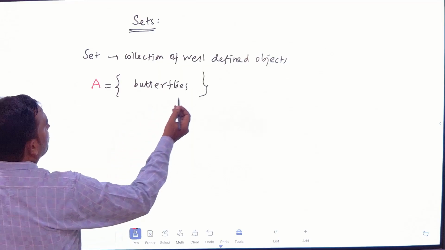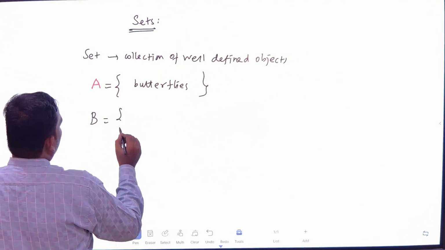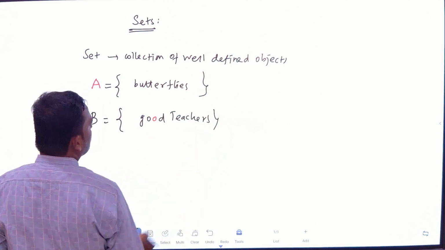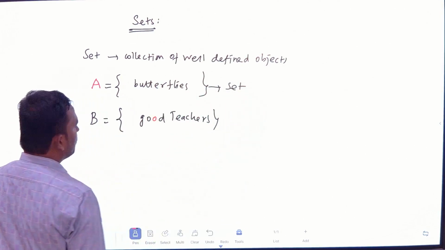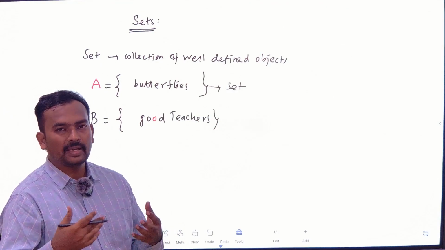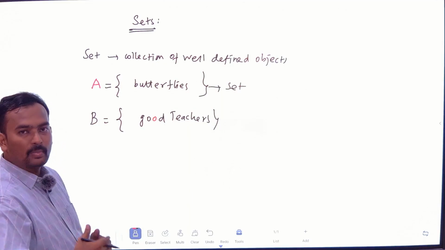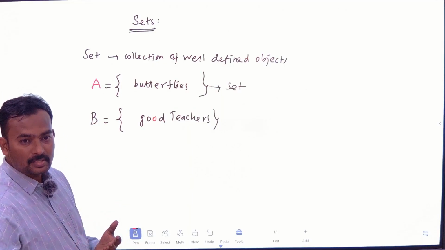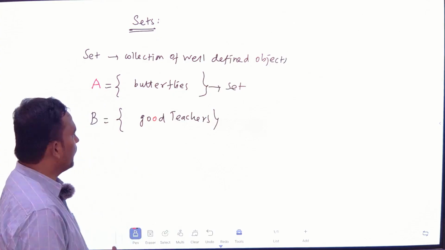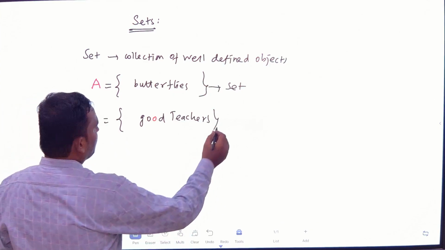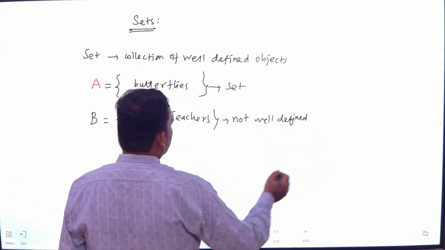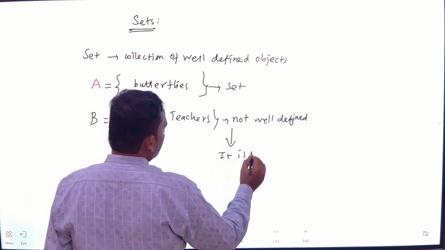For example, let's take a collection of good teachers. Is this a set? Is this well defined? It depends on individual perceptions, how we collect these good teachers. You may think I'm a good teacher, somebody else may say that I'm not a good teacher. Maybe individual perceptions. So this is not well defined, and therefore it is not a set.